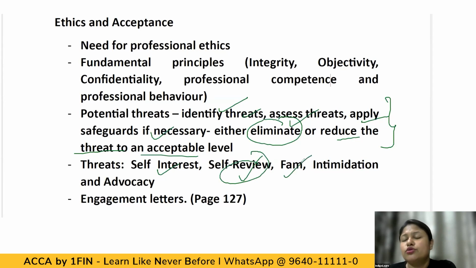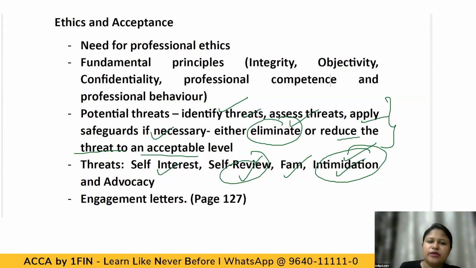Familiarity threat is where you're associated with a particular client for a very long period of time. When you're associated with the client for a long time, obviously you're going to develop a friendly relationship with them. And when you develop a friendly relationship with the client, you will start compromising on your objectivity. So you will be biased towards them. Intimidation is where the client is trying to threaten you, maybe threatening that they will remove you, or that they will not pay you. Some kind of threat is imposed on the auditor, because of the pressure of which he'll compromise his objectivity and give an unmodified opinion.